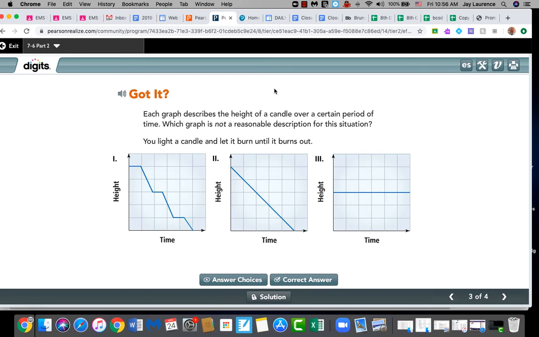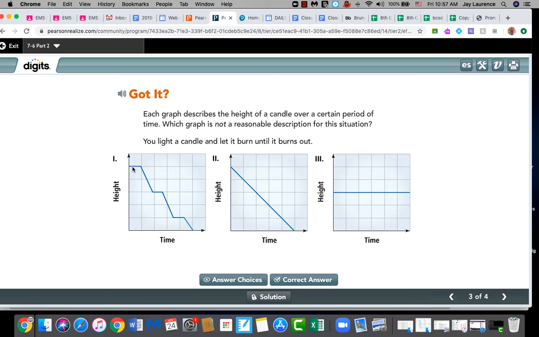All right. Each graph describes the height of a candle over a certain period of time. Which graph is not a reasonable description for this situation? You light a candle and let it burn until it burns out. Which is not? I don't like 2 of them, but okay, I don't like this one because notice the height is not changing. Is it possible to light a candle and have it stay the same height indefinitely? I don't think so. The only way it could stay the same height is if you didn't light it. So I don't like choice 3 at all.